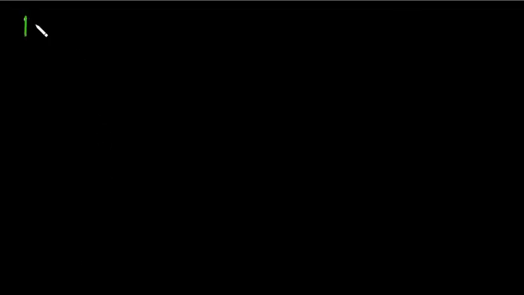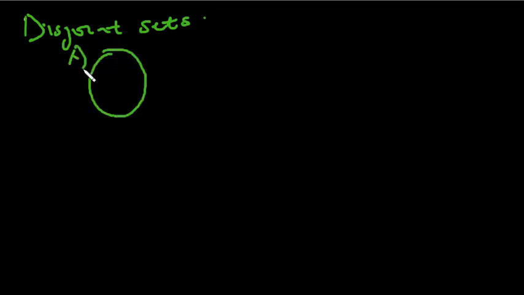So we can also have disjoint sets. Disjoint means sets that have nothing in common. So supposing we have a set A containing days of the week that start with M, and a set B containing days of the week that start with W. This obviously will be Wednesday, and this will be Monday. There's no relationship, they have nothing in common. So these two sets can be said to be disjoint sets.